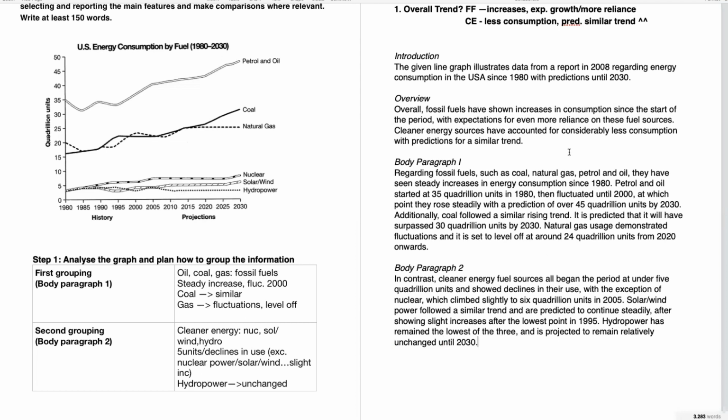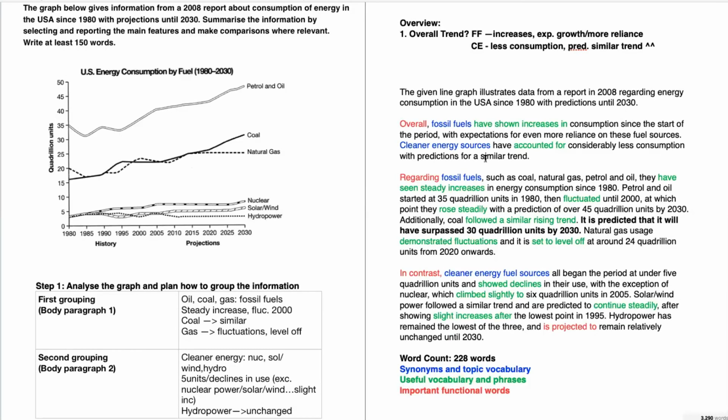Now, this is our essay as it is. I'm going to show you now a cleaner version. I'll get rid of these headings, and I'm also going to color code the important language that we'll talk about now. Okay, and here we are with the final product. So I have color-coded words, red, blue, and green, based on this area below. So we have synonyms and topic vocabulary in blue, useful vocabulary and phrases in green. This also includes some grammar. And red is important functional words.